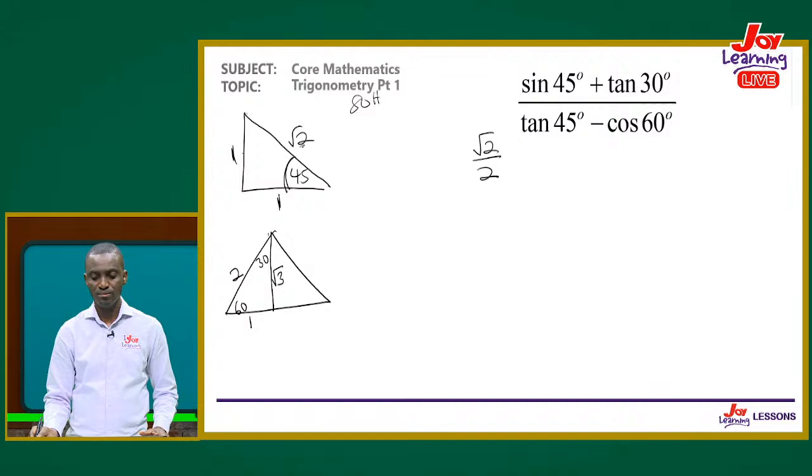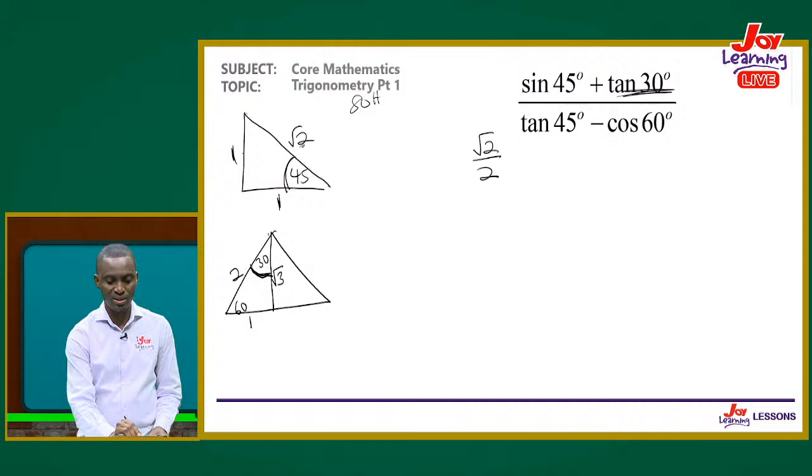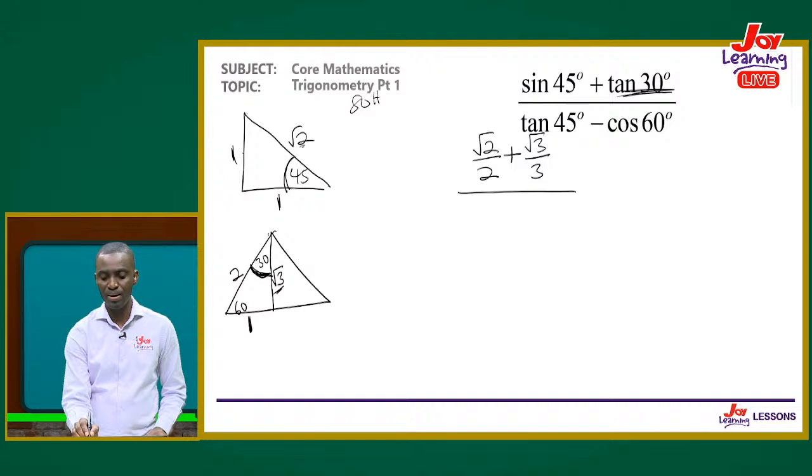Then tan 30. Tan 30, we come here. 30 is opposite 1 over adjacent root 3. And that also will give us, but that means it will be root of 3 over 3. So we put in our plus there. Right. Then we divide everything by tan 45.